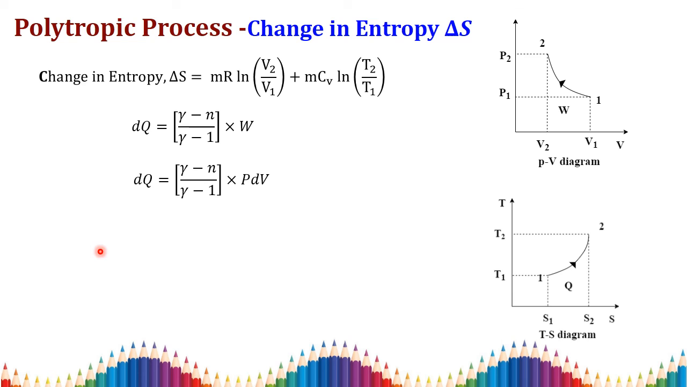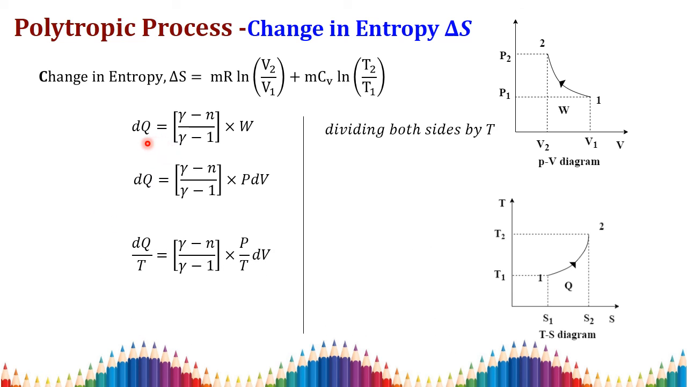The change in entropy for a polytropic process can be derived from the heat transfer equation. That is dQ, the heat transfer, is equal to work done into gamma minus n by gamma minus 1. As we all know, entropy is the change of heat transfer with respect to the temperature. That is, the ratio of heat transfer to temperature is nothing but the change in entropy. Here the work done can be written as P into dV, and dividing this whole equation by T, because we need entropy. So divide this heat transfer by T. What is dQ by T? dQ by T is dS. So that is your entropy.